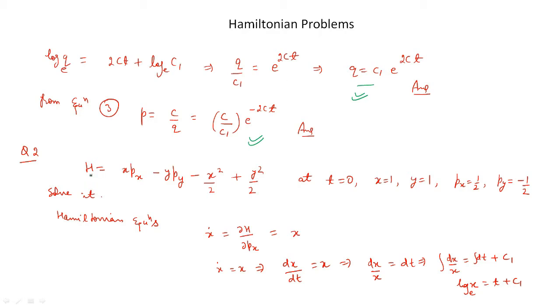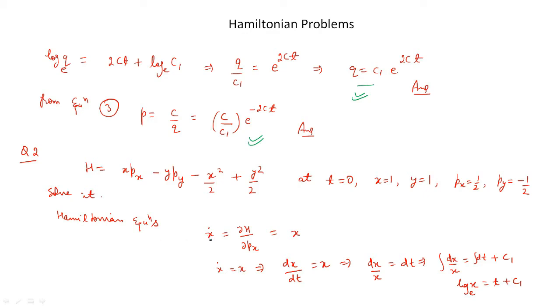Similarly, here the Hamiltonian is given as H = x px − y py − x²/2 + y²/2, and here at t = 0, x is equal to 1, y is equal to 1, px is equal to half, and py is equal to minus half. Now here we have the two Cartesian coordinates x and y, so here we will have the 4 Hamiltonian equations. Now we will find the values of x, px, y and py, and we will see what the relations between these coordinates could be.